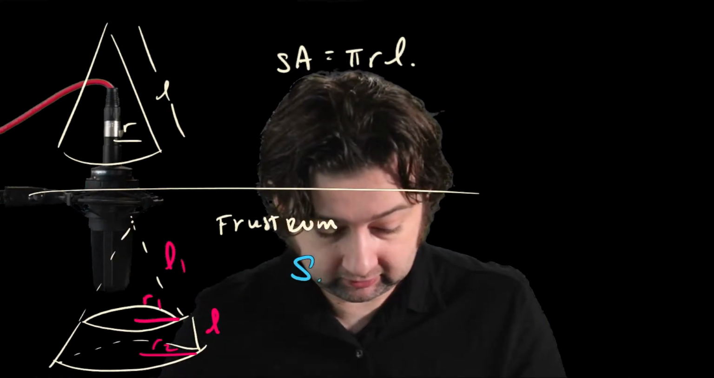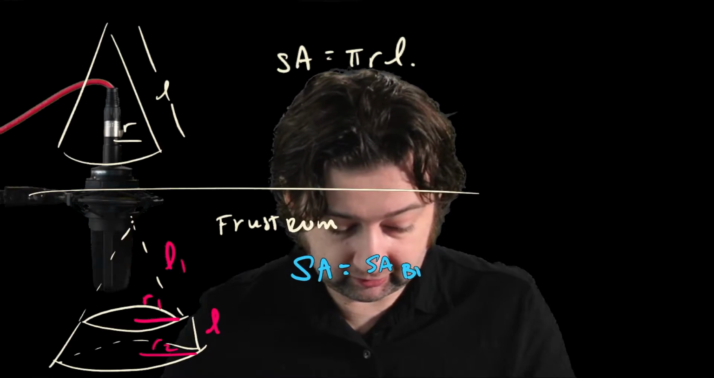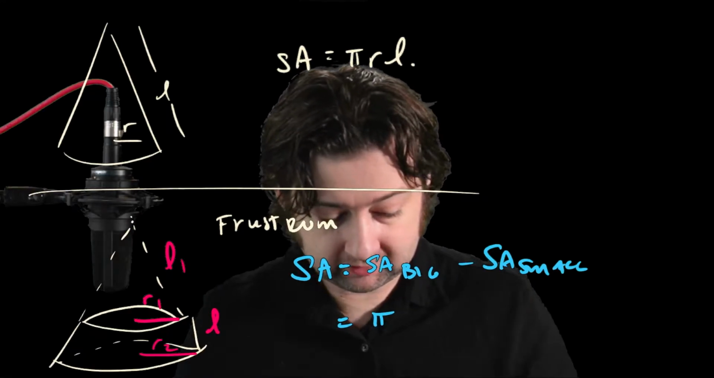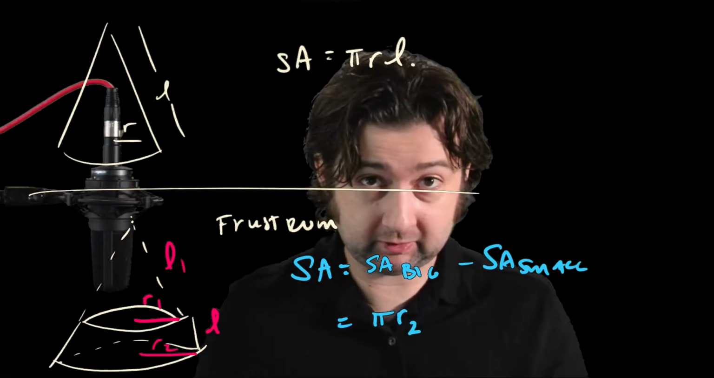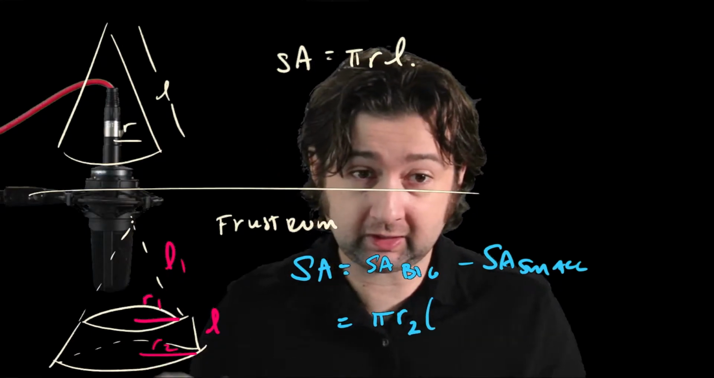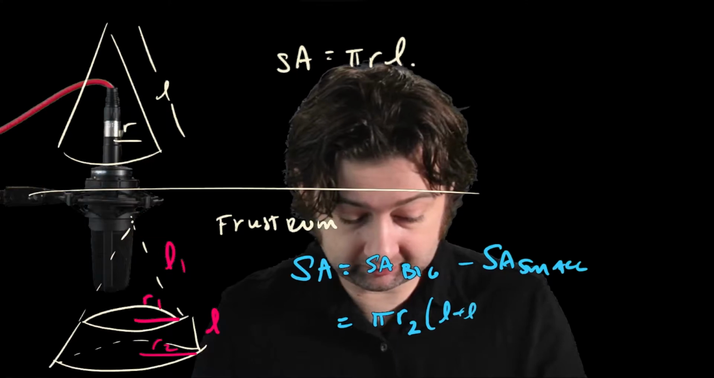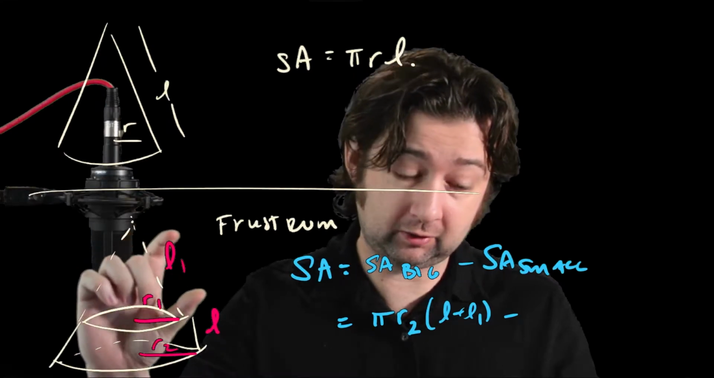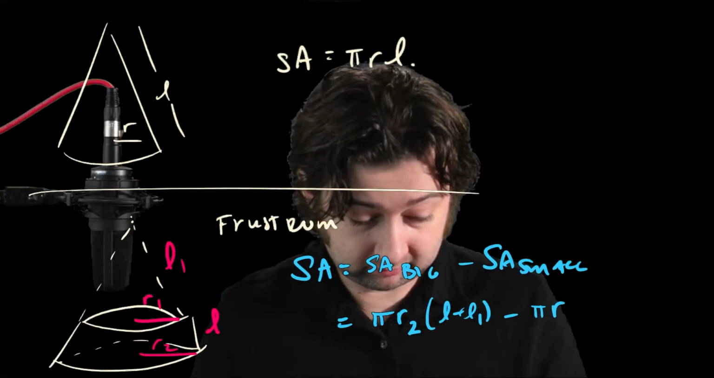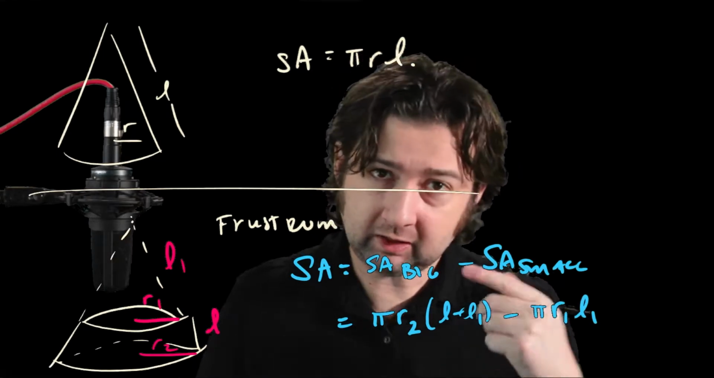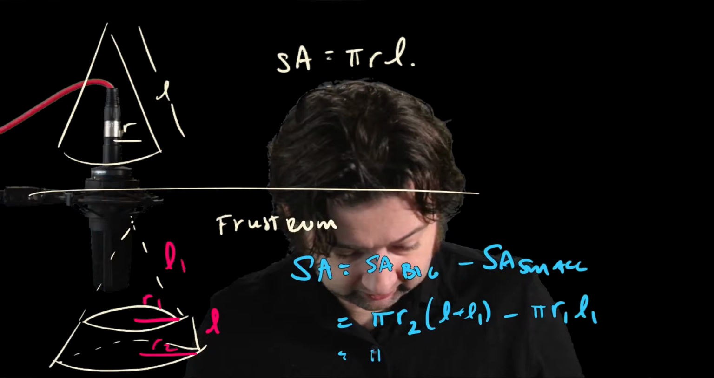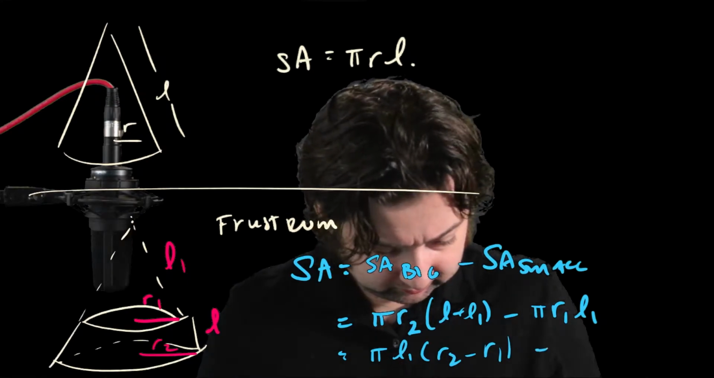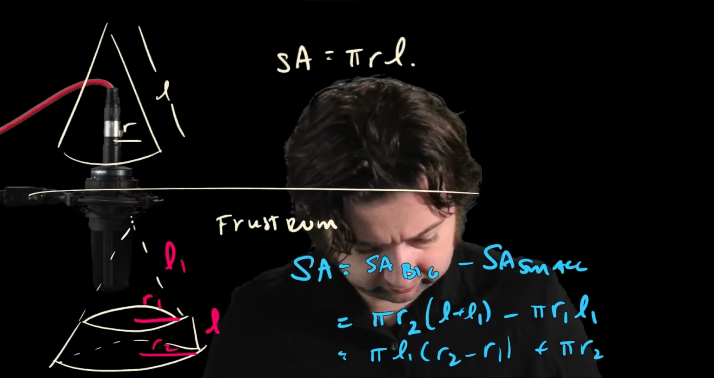So the surface area should be equal to the surface area of the big cone minus the surface area of the small cone, which is equal to pi times the big radius at the bottom, because remember we're dealing with the big cone right now, times the total slant height of that cone, which is right here. So that's L plus L1, minus the surface area of the small cone, which has radius r1 and slant height L1: pi r1 L1. And you can take this expression and rearrange it so that it looks like pi times L1 times (r2 minus r1) plus pi r2 L.